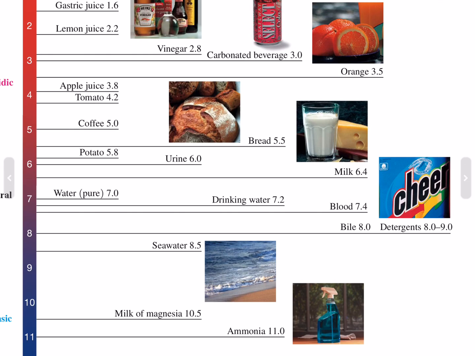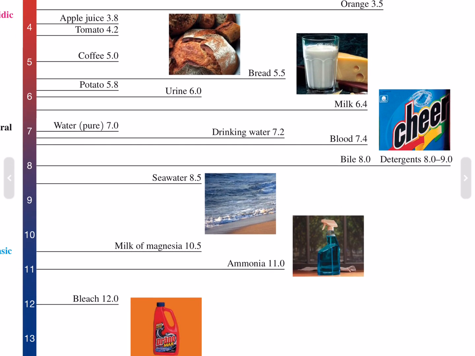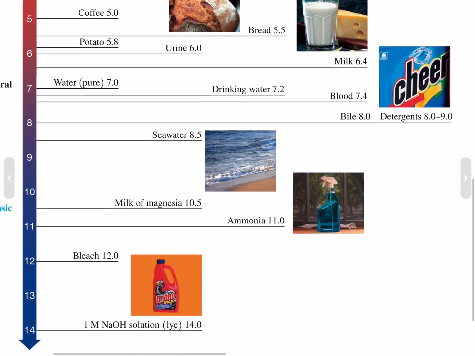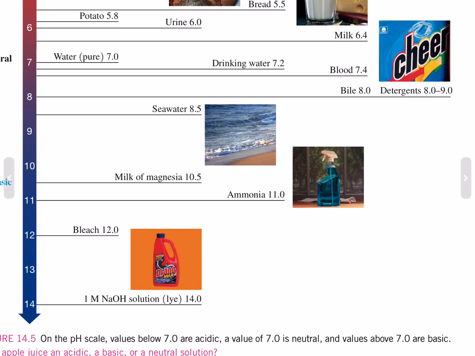Bile salts, 8.0. Detergents, 8 to 9. Seawater, 8.5. Milk of magnesia, 10.5. Ammonia, 11. Bleach, 12. And 1 molar sodium hydroxide solution, which is lye, Drano, is 14.